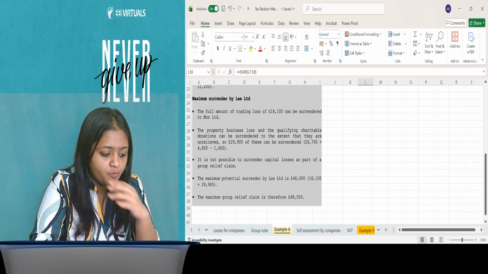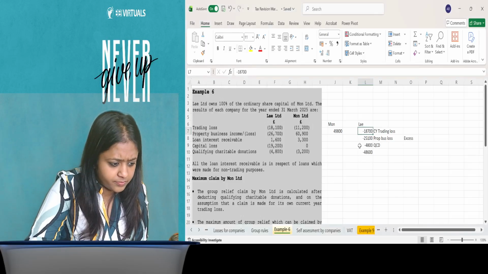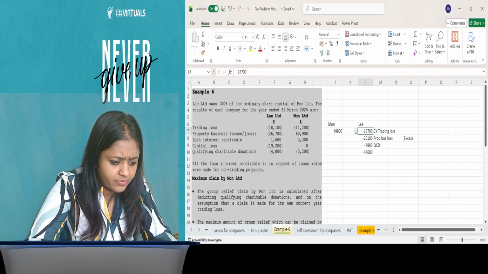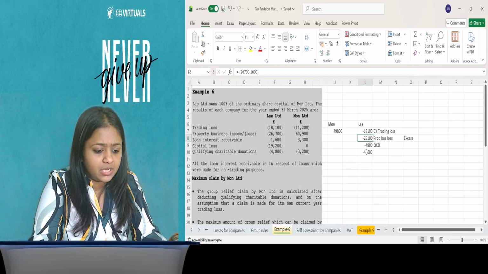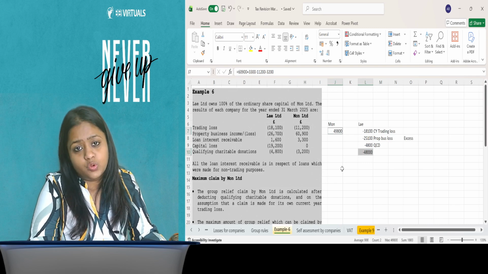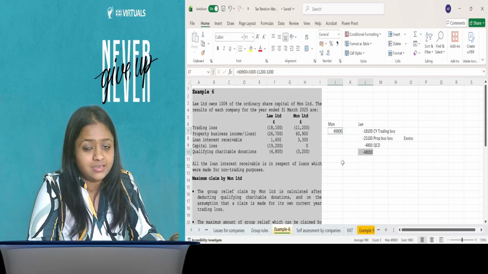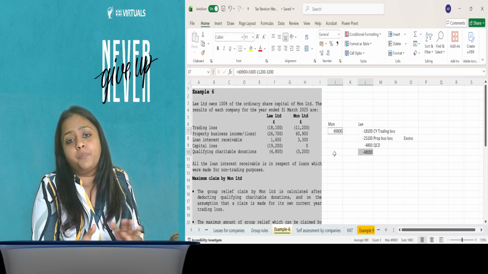Okay, let's move forward. Oh, I've written your trading loss wrong. It is 18,100. Yeah, so the maximum loss that can be surrendered is 48,000 or 49,800, which is lower. So it is 48,000. Done. Clear? We're done with corporations completely. We have done all the topics for the revision.